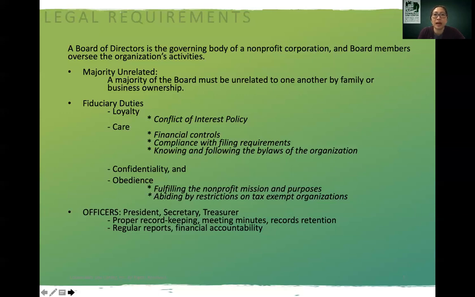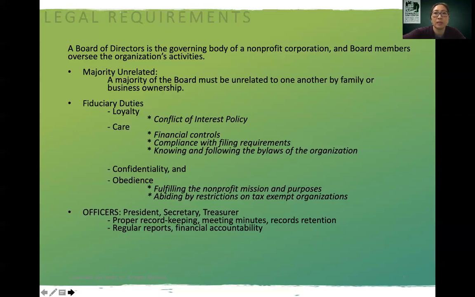Now, if you're just starting out and this seems overwhelming, please remember that we are here to help. We regularly help organizations to get familiar with requirements, filings, and governance issues. We offer trainings and workshops and other such resources.